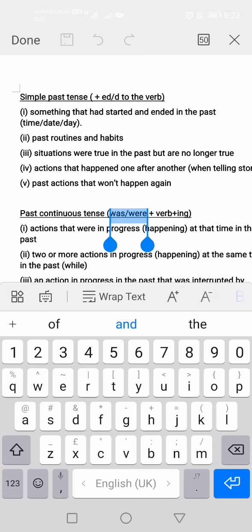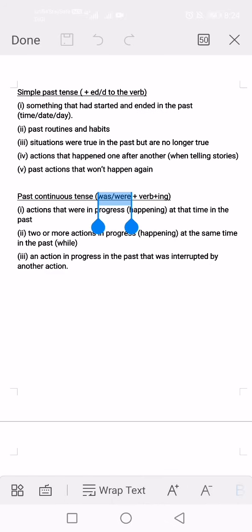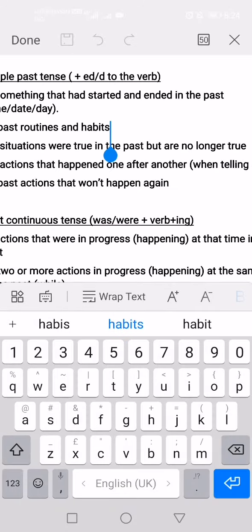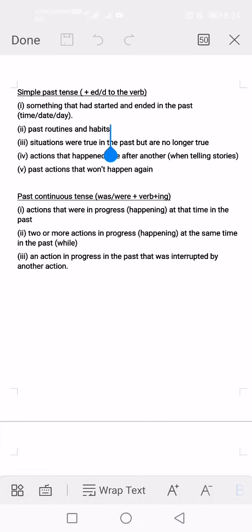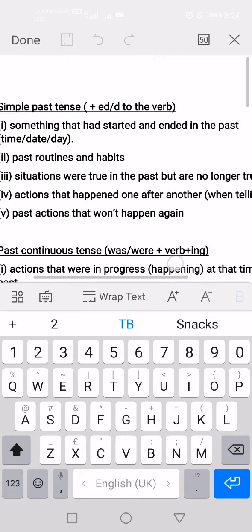So how to differentiate when to add ing, and when to add ed or d? These are the basic rules that you need to understand. If you can understand these rules, you definitely will not be confused on when to add ed or d or when to add ing. Okay, so let's look at the simple past tense first. Let's not look at the past continuous tense first. Okay, so let's look at the first one.